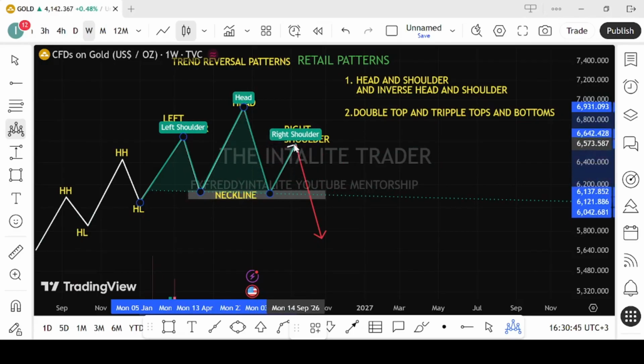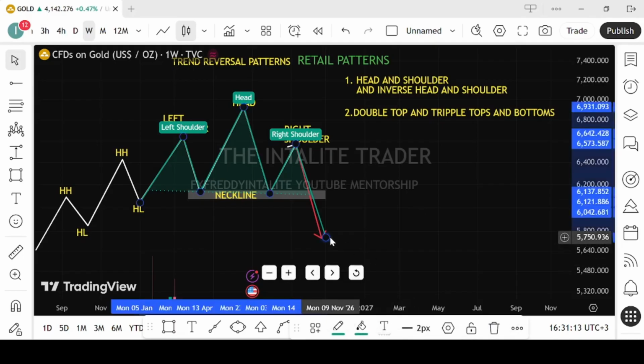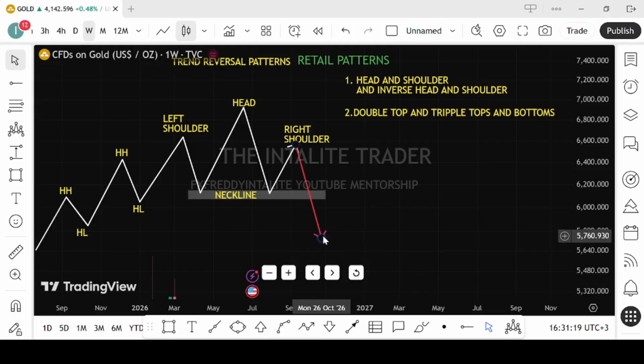Then the right shoulder. And then when price breaks the neckline, the pattern is deemed complete. Without price breaking the neckline, the pattern is deemed incomplete. Just because you've seen a pattern doesn't mean the market is going to reverse the way you want. Now, these patterns form as a result of indecision, as a result of momentum loss in the market.